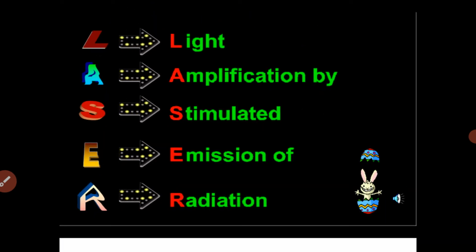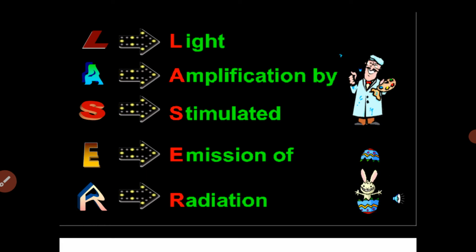After this, what is the abbreviation of laser? That is the full form of laser. The L stands for light, A for amplification, S for stimulated, E for emission, and R for radiation. So the abbreviation of laser is light amplification by stimulated emission of radiation.